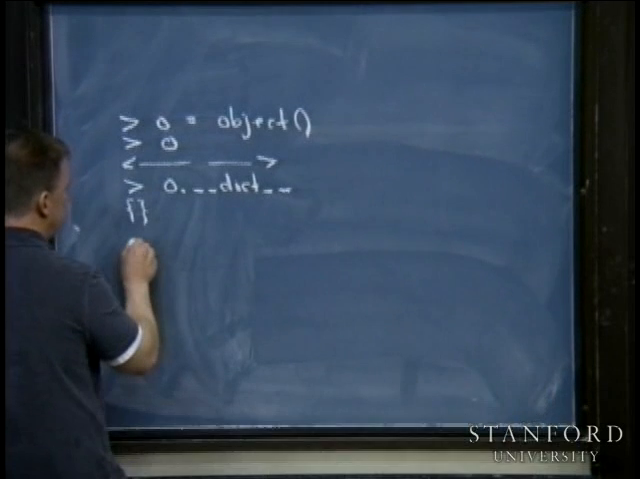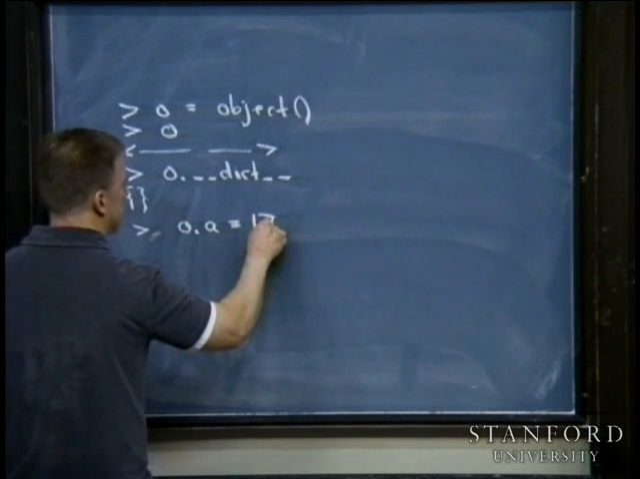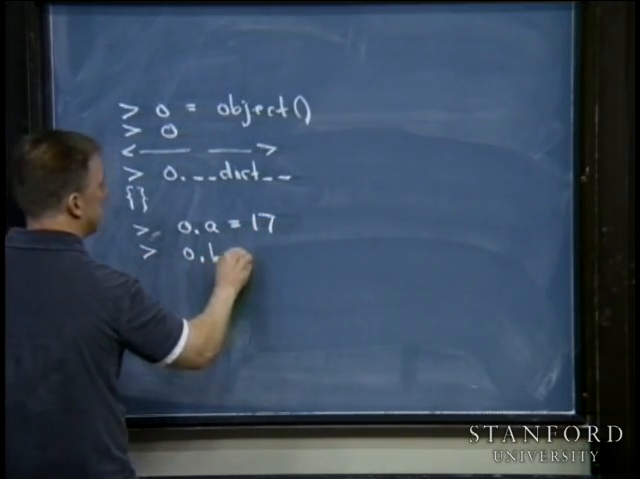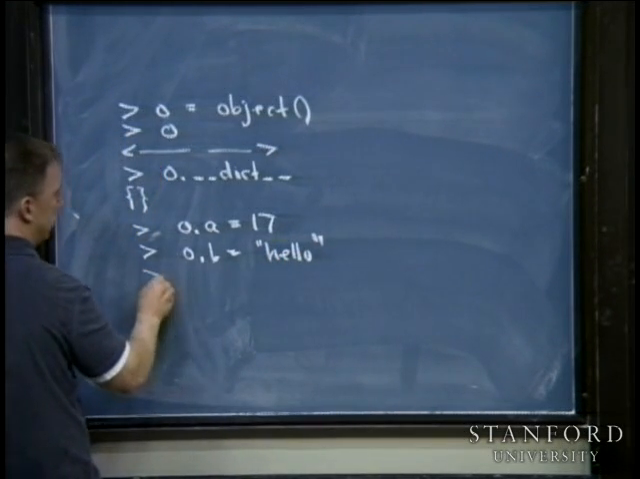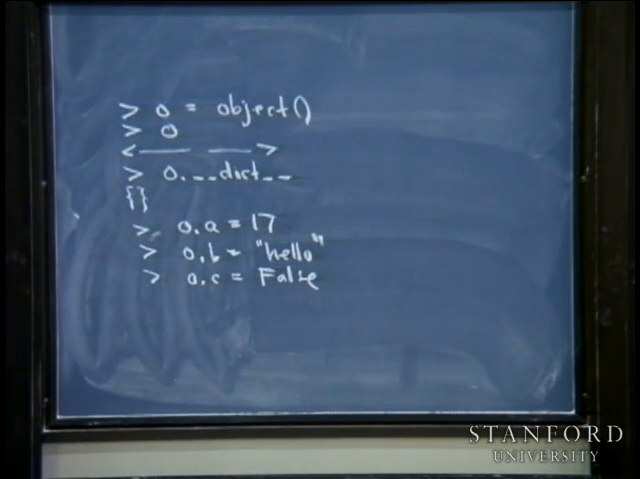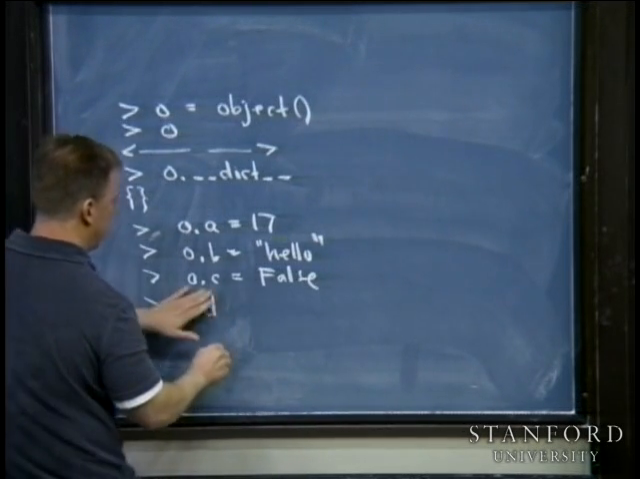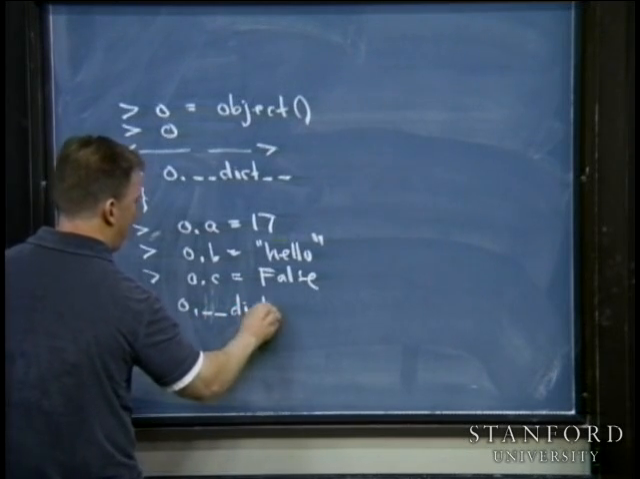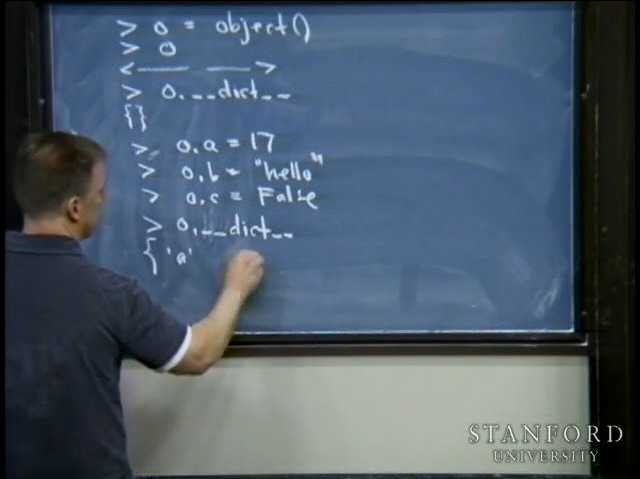When I do this, and then I do this, and I do this, they're really instructions to insert a new value in the dictionary that is underscore underscore dict underscore underscore. So if I do this, I actually get three fields. I'll assume they hash in this order.